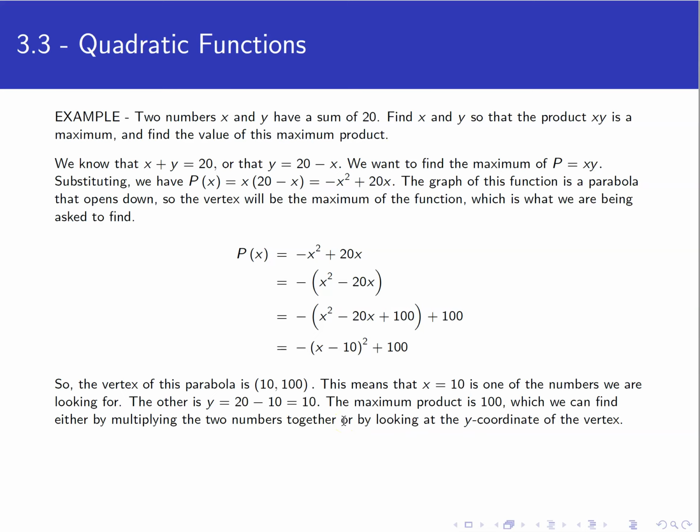The maximum product now is 100, and we can determine that in a couple of ways. One way is it's the y coordinate of the vertex, or we could literally just multiply the two numbers together to get 100. We found one number was 10, the other is 10, the product is 100. So there's a couple of ways to get that particular maximum value.